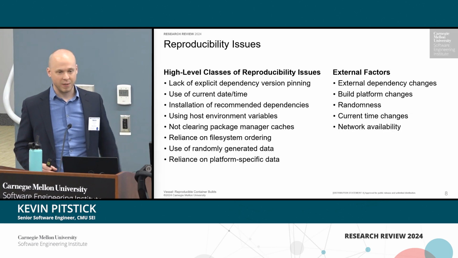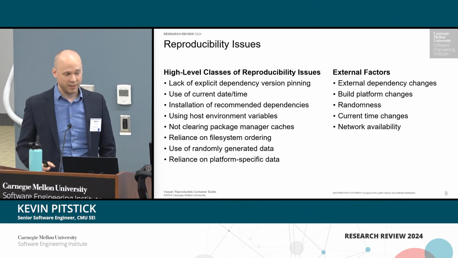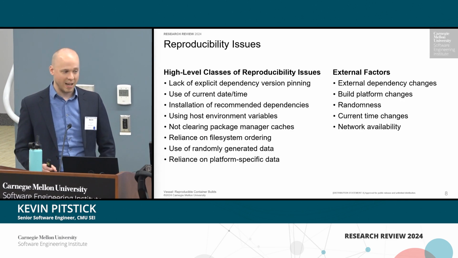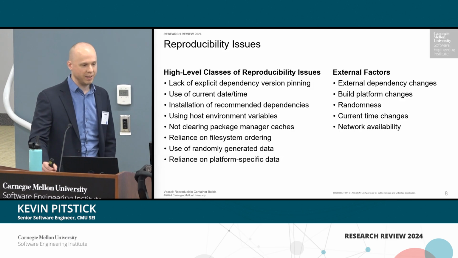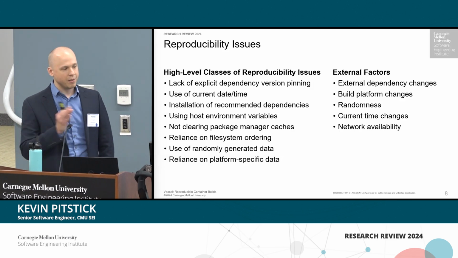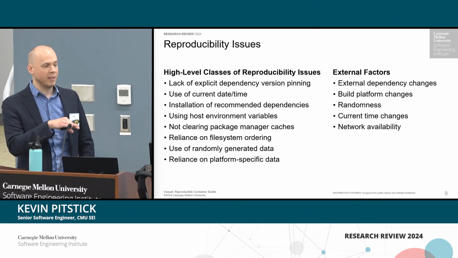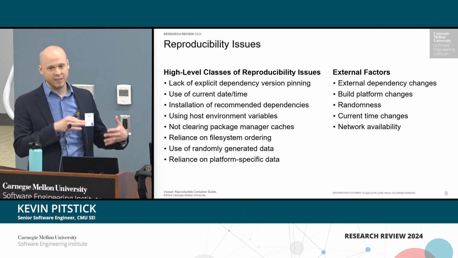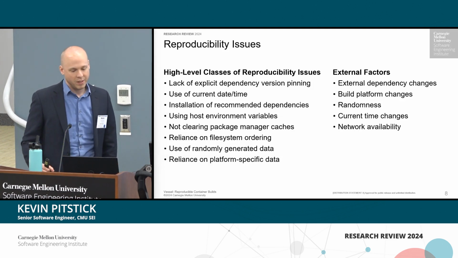Date and time is something that I mentioned. If your build pulls date and time into one of the artifacts, log files are things that obviously have a lot of date and time in them. Dependency version pinning, recommended dependencies, package manager caches. There's a whole number of them. The interesting thing to note is that none of the things on this list are malware. These are things that are expected. You would generally not worry about them.